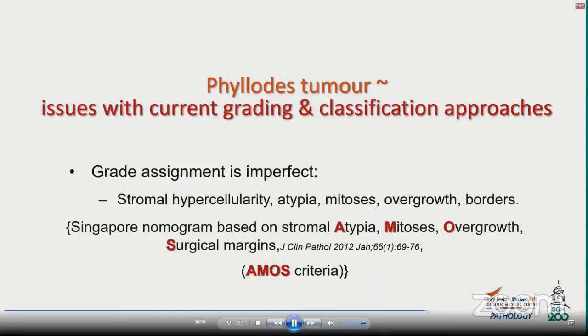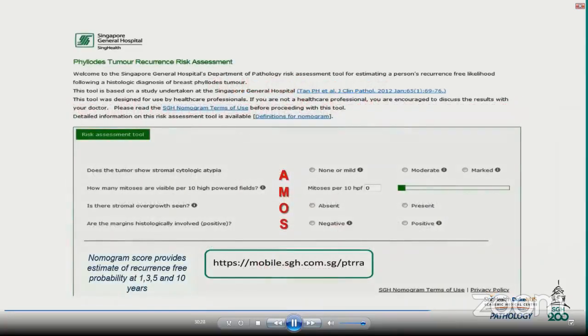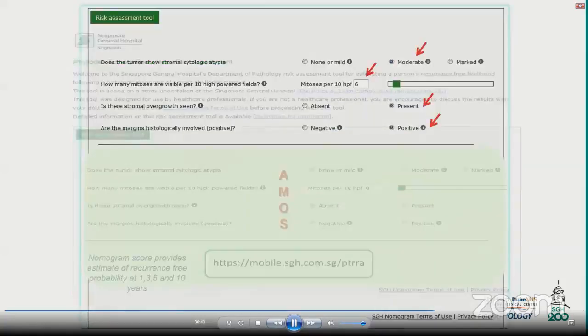So are there ways to overcome this difficulty? Well, we looked at developing a nomogram based on stromal atypia, mitosis, overgrowth, and surgical margins, called the AMOS criteria, that are able to weight the importance of the different histological characteristics. And there is a site which you can access to crunch out a nomogram score that will allow you to predict the likelihood of recurrence in an individual patient with phyllodes tumor.